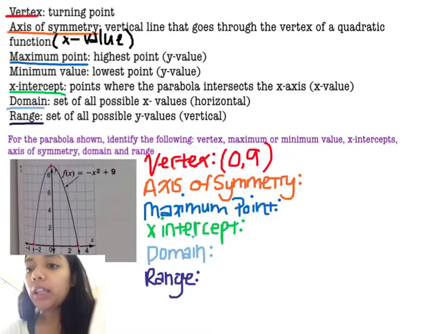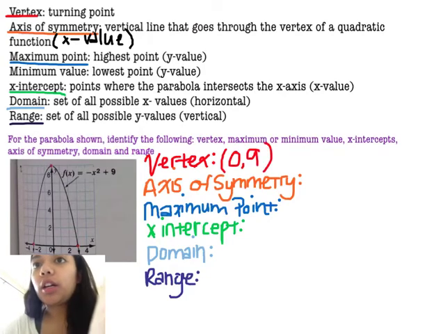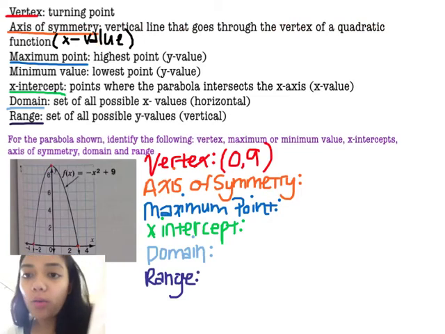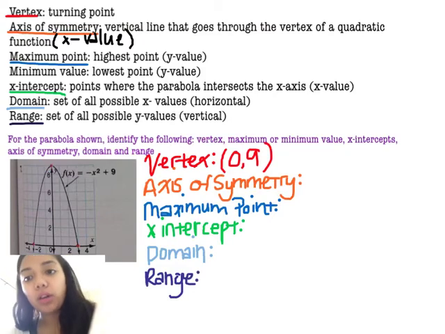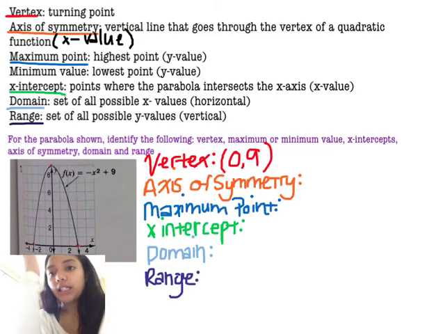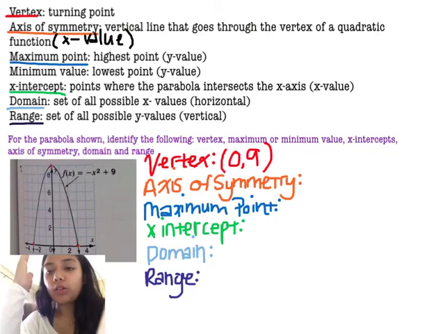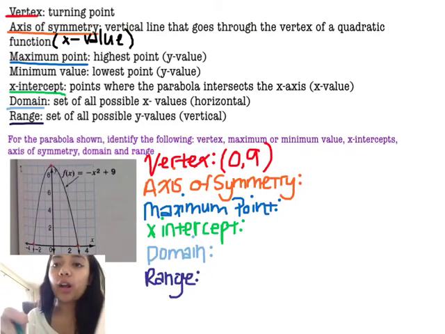So now I'm going to look at the definition of axis of symmetry. Axis of symmetry is the vertical line that goes through the vertex of a quadratic function. Wow, a lot of big words. It's all about comprehension. So let's think about what a vertical line is. A vertical line is a line that goes up and down. It goes through the vertex of a quadratic function.